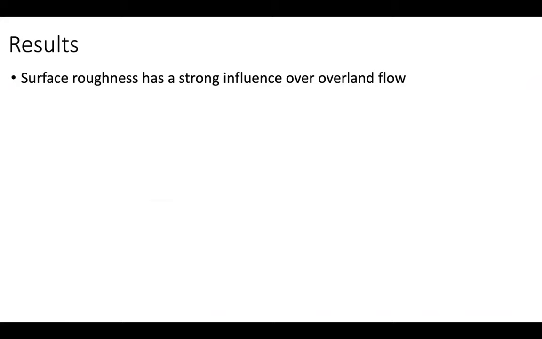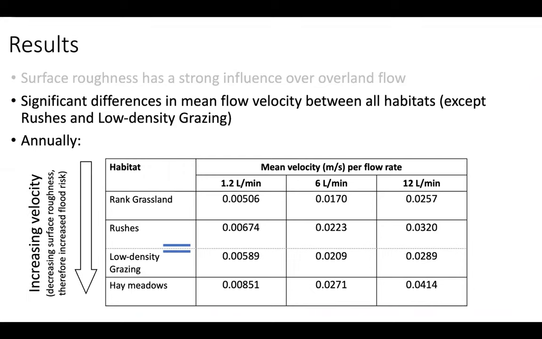Going through all the results for this, we looked first at overland flow. If we have a look at the collated annual data for mean flow velocity for each flow rate and habitat, we found that the rank grassland was the most effective at reducing overland flow velocity, and hay meadows was the least effective. So the least rough was hay meadows and rank grassland was the most rough environment. On an annual scale, the rushes and the low density grazing were statistically equal to each other.